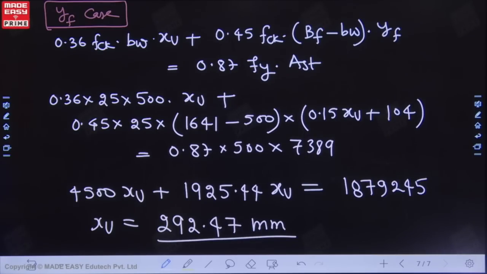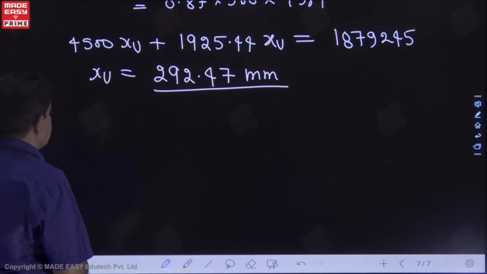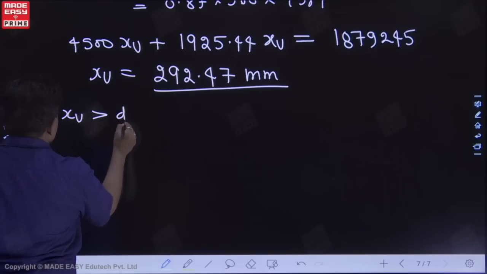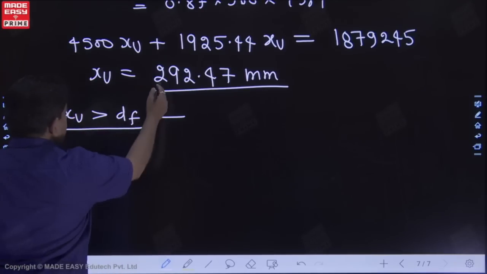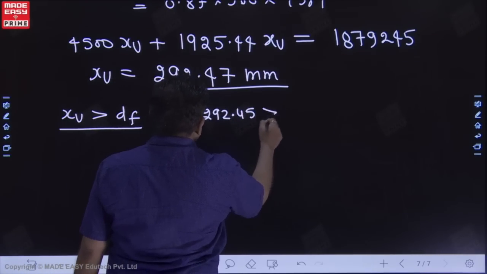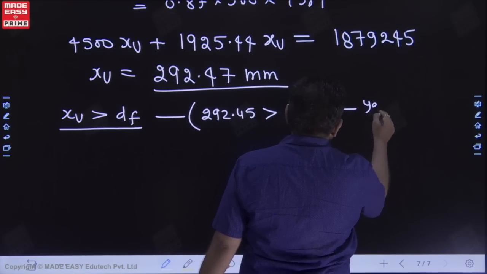Now let's check the different assumptions, what we assumed, whether it is correct or not. Your first assumption was that XU is greater than DF. Is it okay? XU, that is 292.47, is greater than 160, DF. Yes, this is okay.